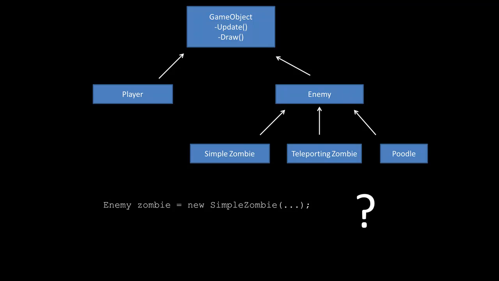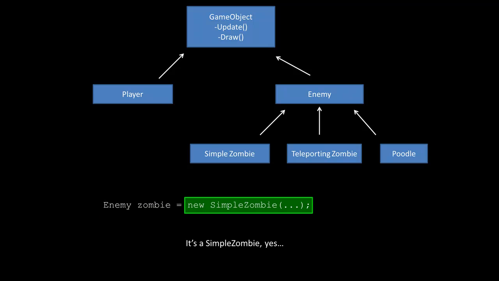So the question then becomes one of, can we say something like Enemy zombie gets a new SimpleZombie? The answer is actually yes. And to understand what's going on, we need to look at the assignment operator. So if you remember, the data type on the left-hand side has to match the data type on the right-hand side. So if you look on the left-hand side, you can see that clearly we have an enemy. On the right-hand side, it looks like we have a simple zombie. But it's also an enemy because of inheritance.